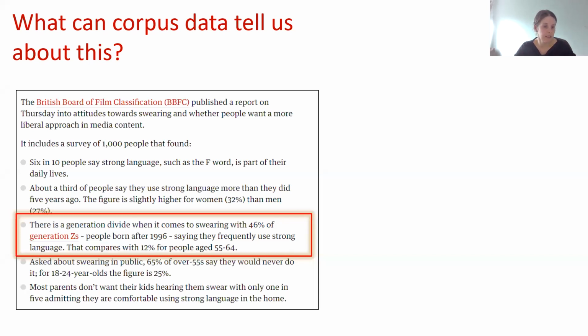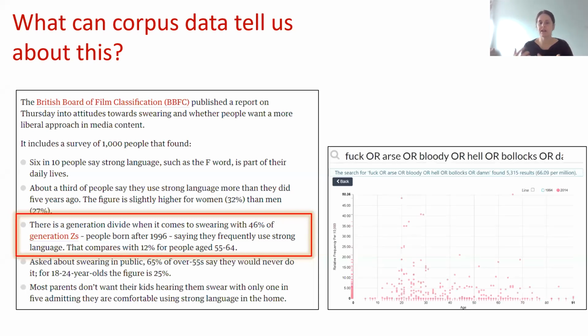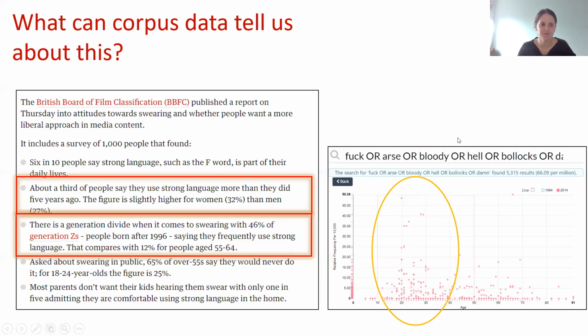That compares with only 12% for people aged 55 to 64. So this is what people reported about themselves, what they believe about their use. What we can do, for example, is look at some swear words in BNClab and look at the age distribution in there, and see that indeed Generation Z does seem to be more liberal in their use of at least the swear words that I put into the search.